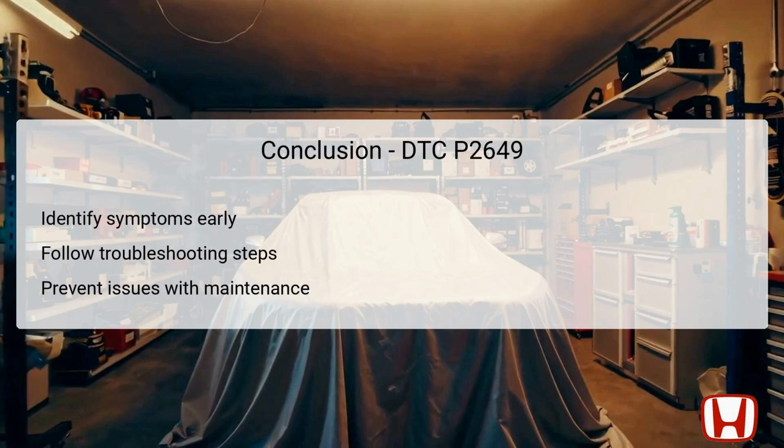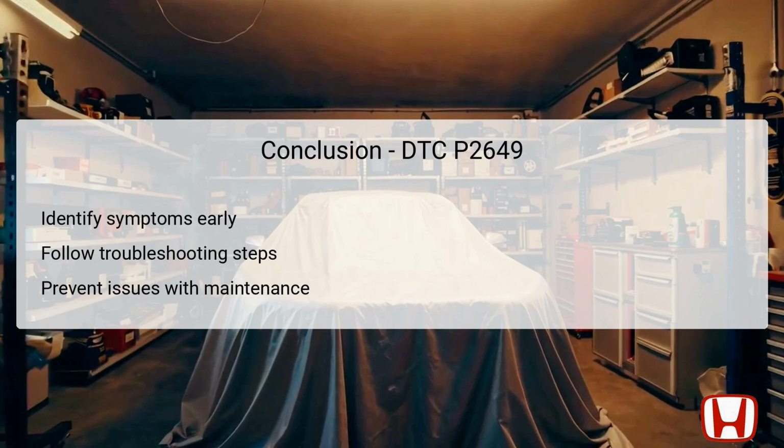In conclusion, effectively addressing DTC P2649 involves recognizing symptoms early, following methodical troubleshooting steps, and implementing preventive maintenance. Awareness of common signs, such as decreased engine performance and illuminated warnings, can lead to timely diagnostics. Each troubleshooting step provides a structured approach to diagnose the high-voltage condition, ensuring that both the rocker arm oil control solenoid and related wiring are functioning properly.